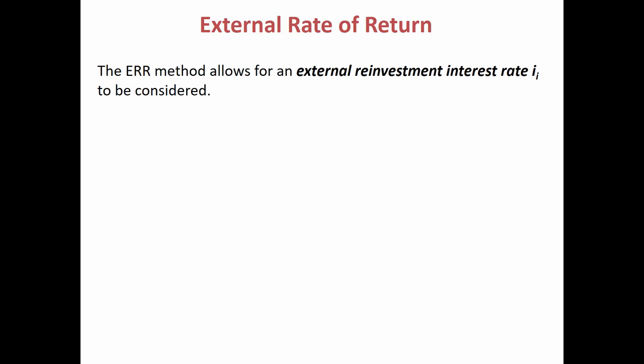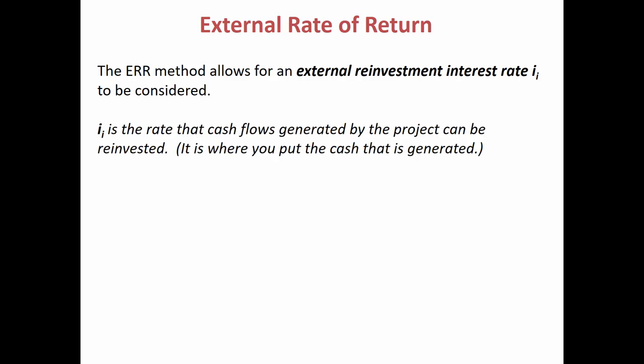In fact, some of your printouts may have epsilon, but either way, what it means is that there's an external reinvestment rate, and that's the rate that you're earning on the profits that you're putting someplace else. So the guy who sold the painting probably put that money into a bond, or maybe into a stock that pays a dividend, or maybe into a savings account. But wherever that money went, it's making interest. And so what is that external interest rate? That's what we're calling I sub I.